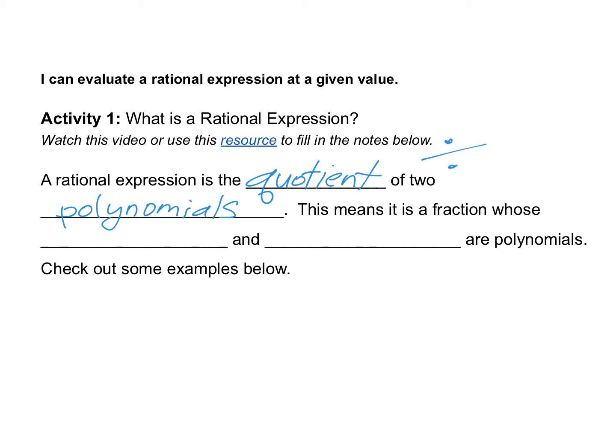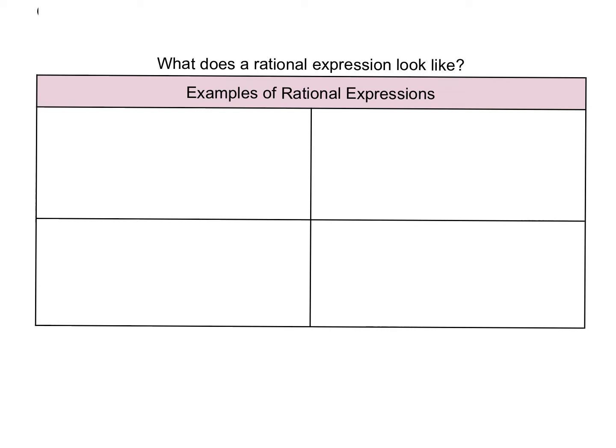In other words, a fraction whose numerator, the top, and denominator, the bottom, are both polynomials. So let's check out some examples. What does a rational expression look like? Well, let's see. x squared plus 5x minus 9, that's a polynomial. So if we divide that by another polynomial, x squared minus 3x plus 1, we get a rational expression.